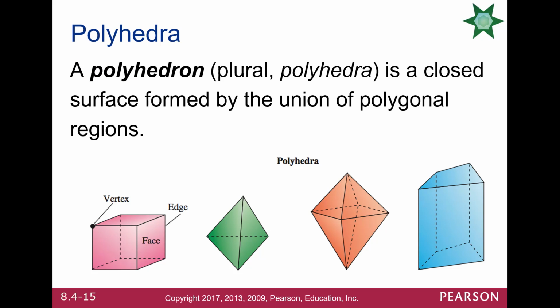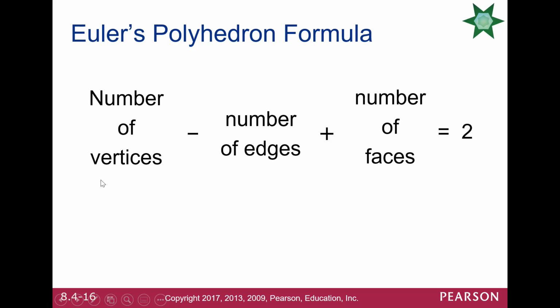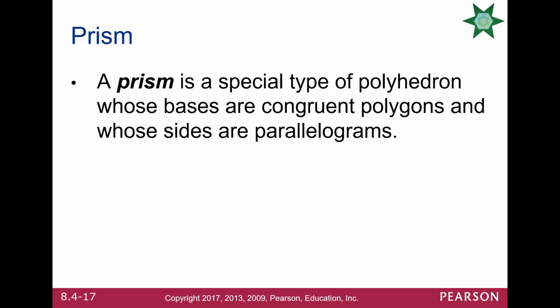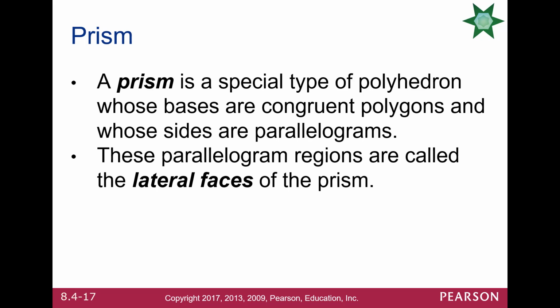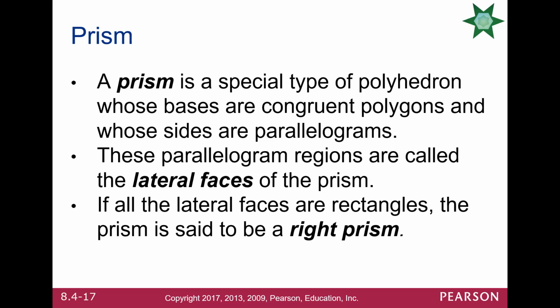If we talk again about a polyhedron, or polyhedra, plural, that's a closed surface formed by putting polygonal regions together, things like cubes and tetrahedra and octahedra. So we're going to look at what's called Euler's polyhedron formula. The number of vertices or corners minus the number of edges plus the number of faces, aka flat sides, equals 2. So if you look at a prism, for example, that was where you'd have congruent polygons for your bases and the sides are all parallelograms.